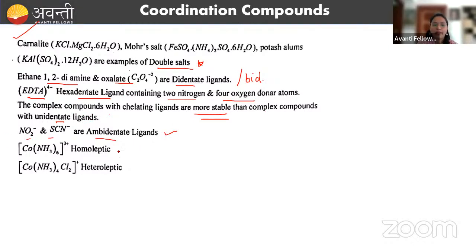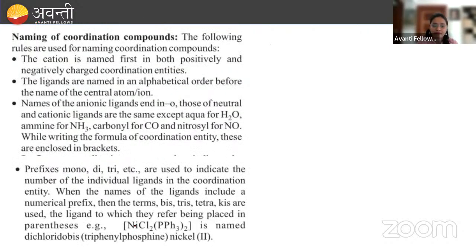Then next is a homoleptic complex and heteroleptic complex. So what is the meaning of this? Homoleptic means only one kind of ligand is present in the given complex. Homo means what? Same. So here NH3 is the only ligand present. There are 6, but that is the one type of ligand present in the given complex. Heteroleptic complex means there are more than one kind of ligand present in a given complex. So here there is NH3 and Cl2. That's why this is heteroleptic. Right? Everyone, you are getting this?